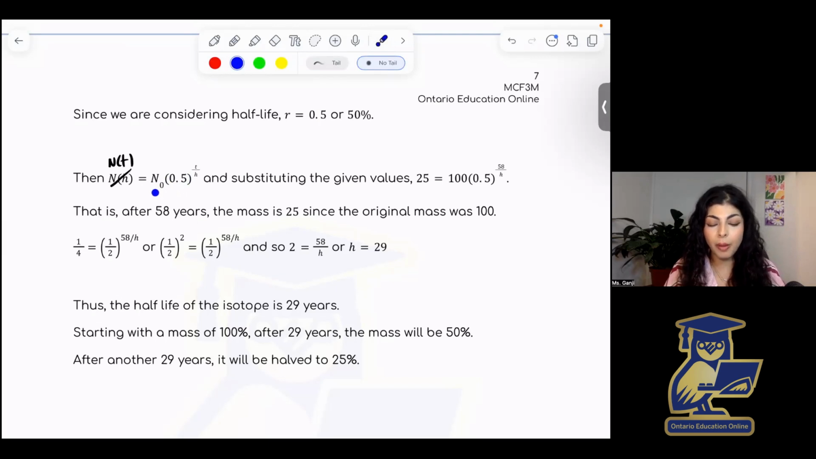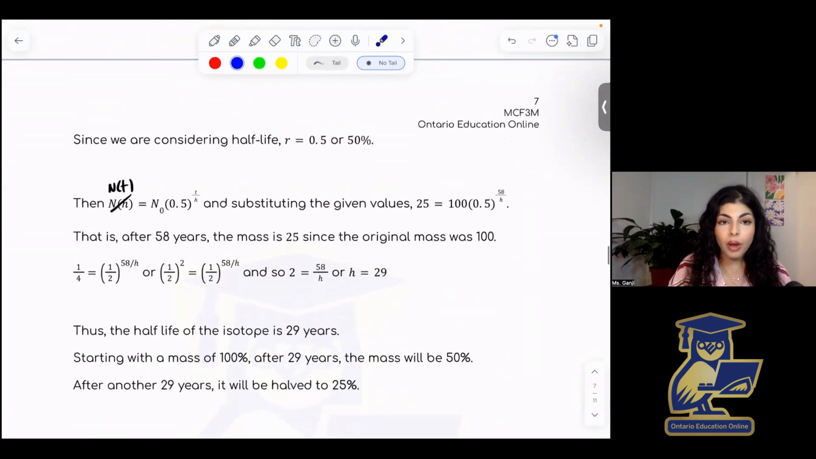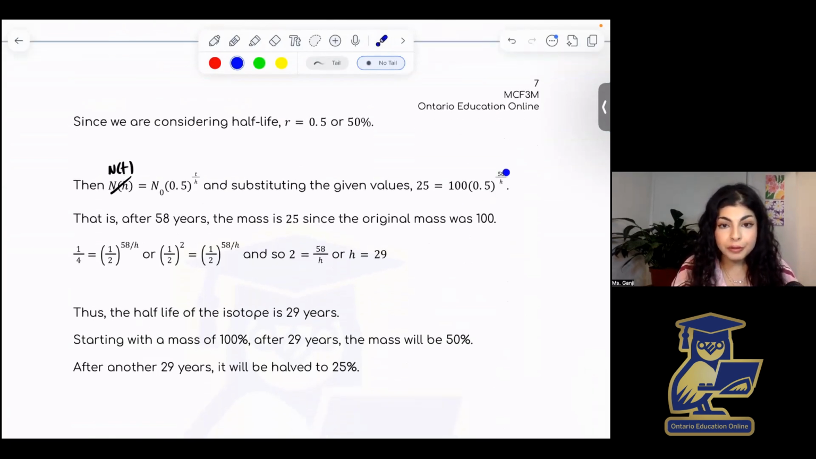So pretty much, 0.5, so half of the initial population. And T over H is going to be exactly as we saw here with 1 over 5.2. So how many years have passed with respect to the half-life time period? And so what we were given is that after 58 years, our population was 25%. So starting with a population of 100, we have 25, and this is with respect to the half-life that happens after H years. So pretty much how many half-lives have occurred in these 58 years.